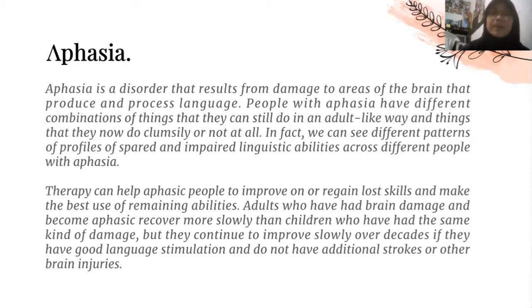Therapy can help people with aphasia to improve on or regain lost skills and make the best use of remaining abilities. Adults who have had brain damage and become aphasic recover more slowly than children who have had the same kind of damage. But they continue to improve slowly over decades if they have good language stimulation and do not have additional strokes or other brain injuries.